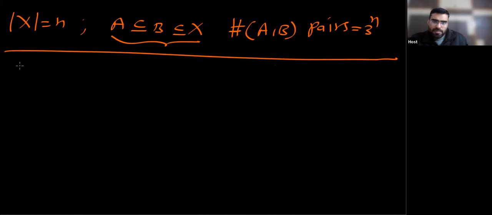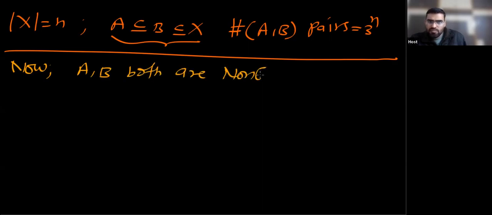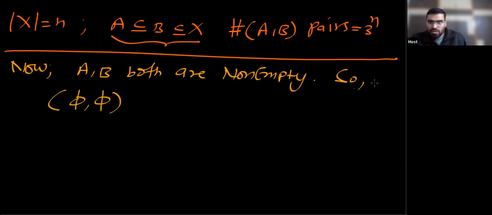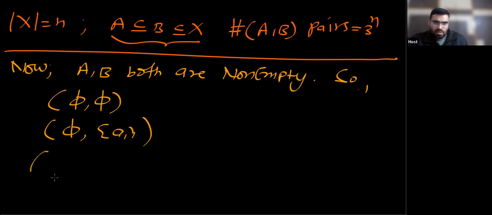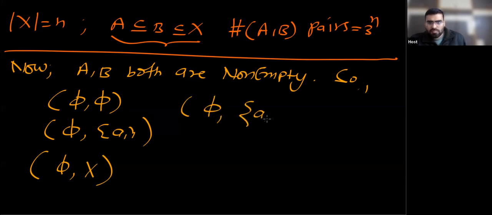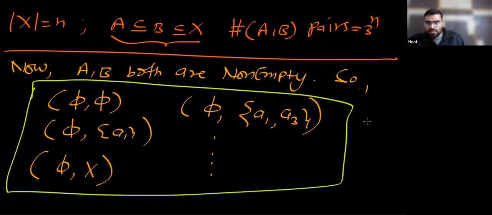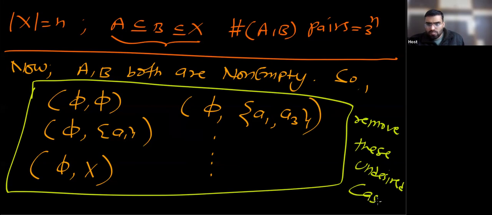Now the problem is that A should not be empty, B should not be empty. A comma B both are non-empty, which means we cannot allow empty. So these types of situations are disallowed, and we have to remove them. For example, this we have to remove, and this, and this. So all these cases we have to remove. These are the undesired cases.